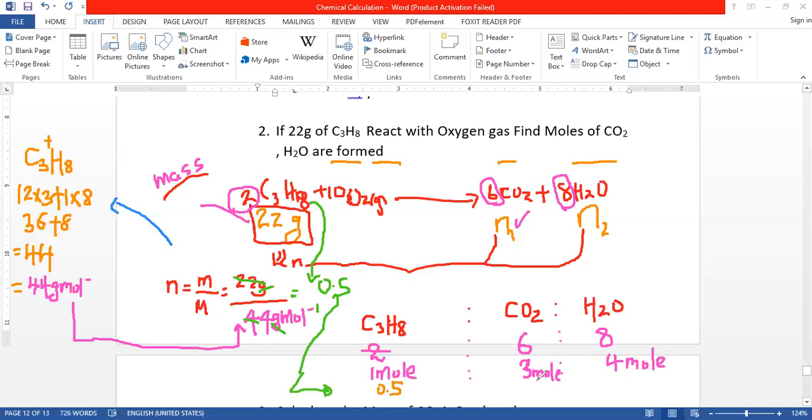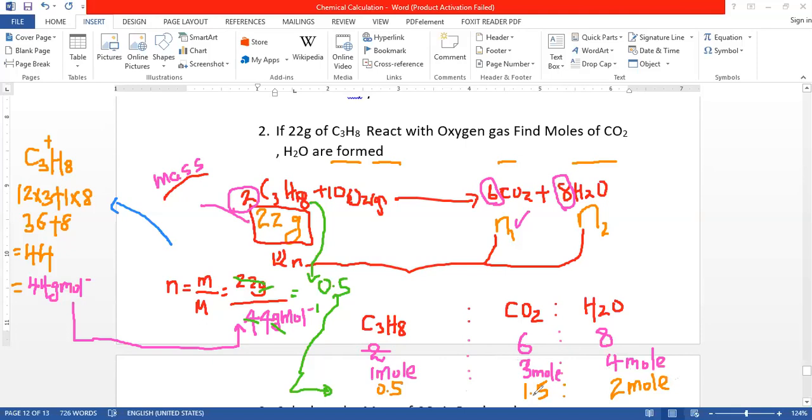So how about this one? If one is 3, if half, then it would be 1.5. If 1 is 4, if half, it would be how much? 2. Yeah, 2.